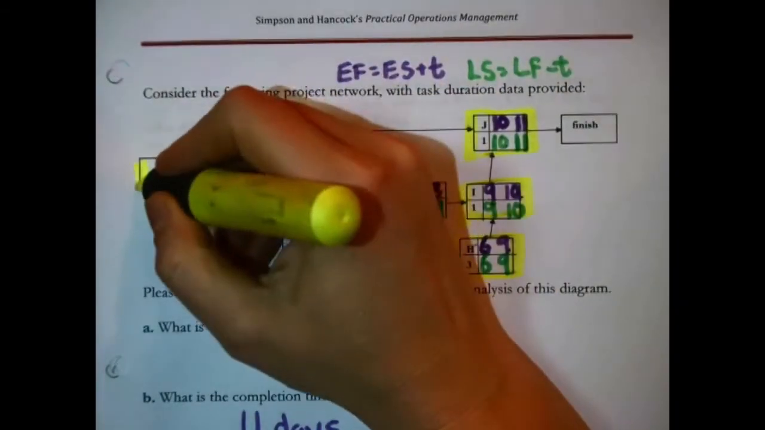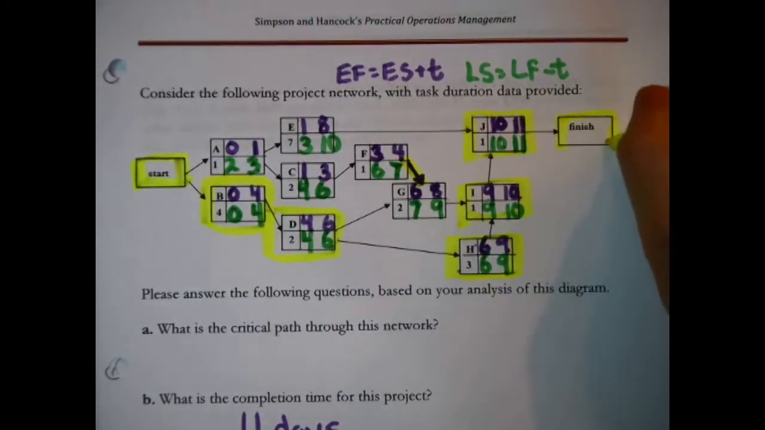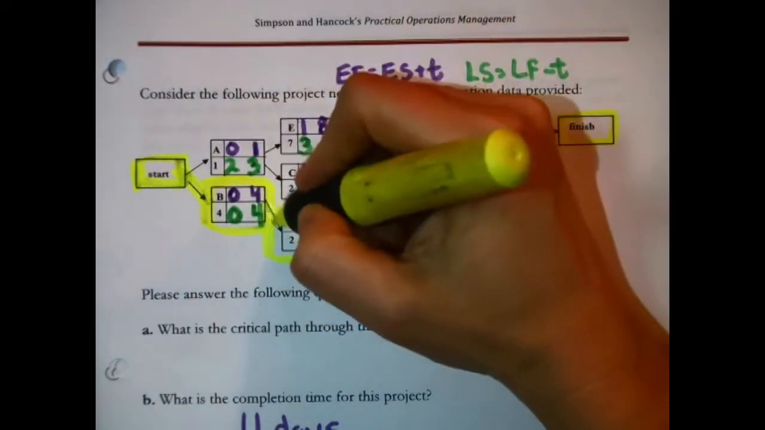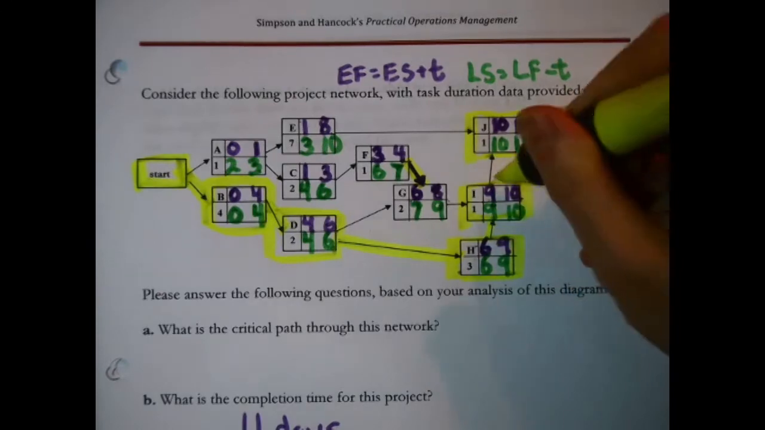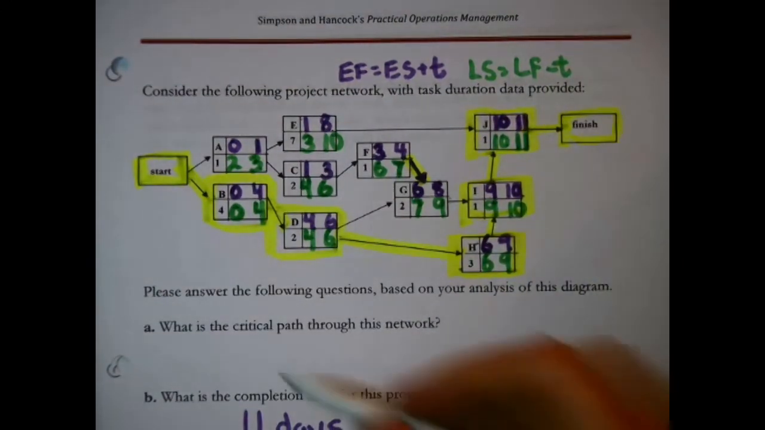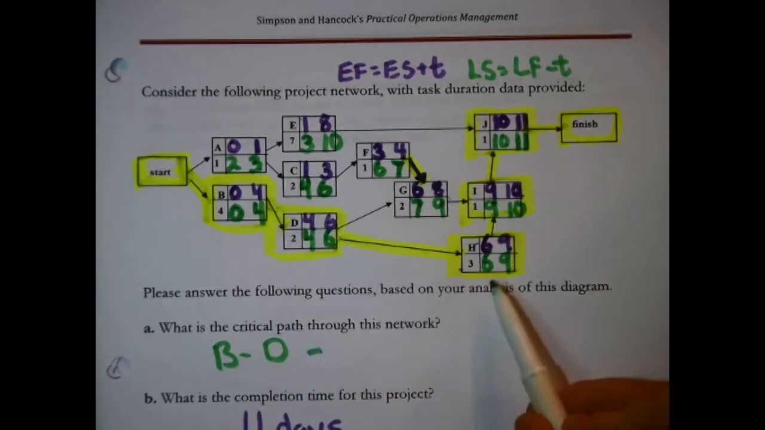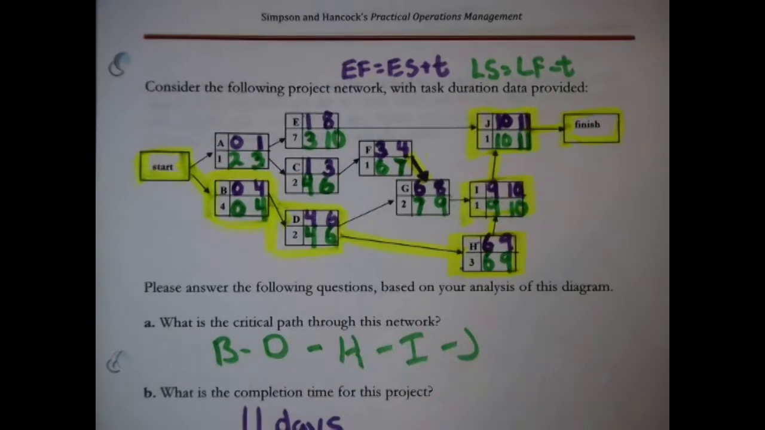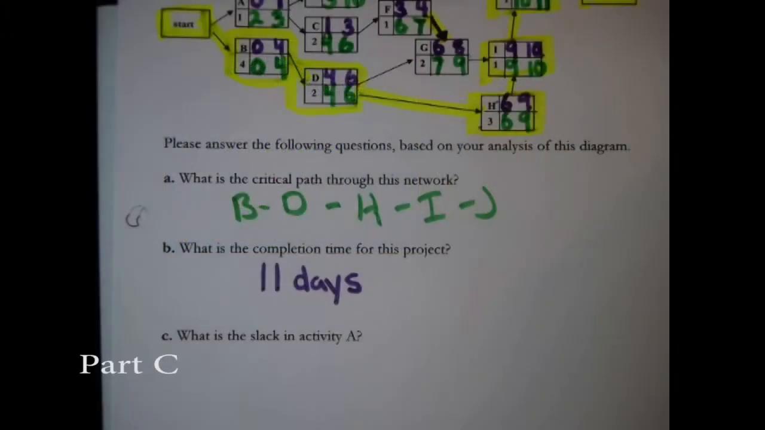Now, I want to check that that's indeed a path. A path is any route from the start to the finish. Does this make sense? Well, from the start you can go to B, from B to D, from D to H, H to I, I to J. Yes, it's a path. We found it. The critical path through the network is B, D, H, I, and J. Answered that question. All right, next question.